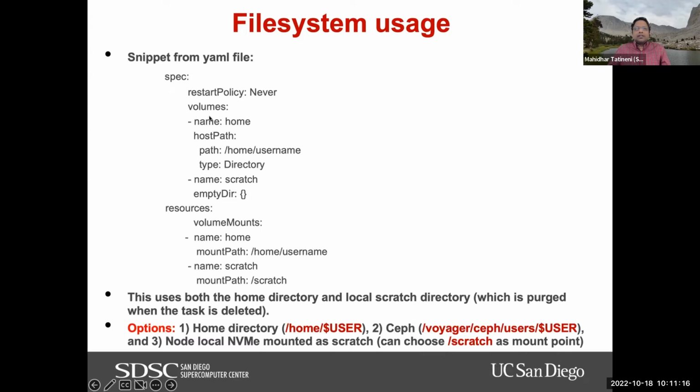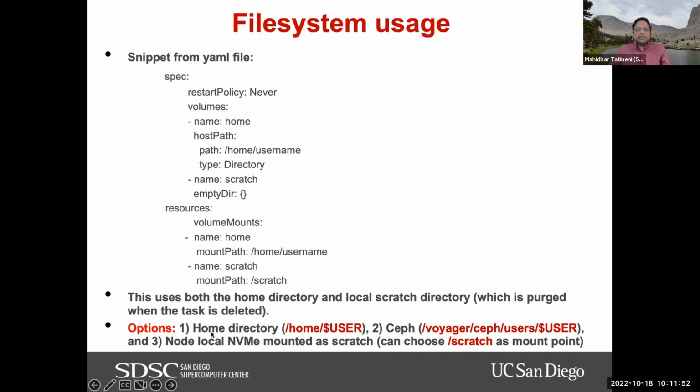But as I mentioned, you can also pull in any host path you want. So you can say host path /home/username, as long as you have permissions to it. So this is in your home directory, and you can pull this in and mount it wherever you want. You can specify the mount path, and I'm putting it at the same location so it's not confusing. So it's /home/username. If you do this kind of setup in the YAML file, you'll have both the home directory and the local Scratch.